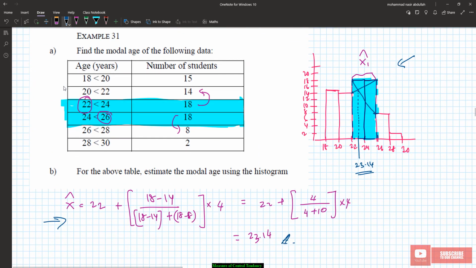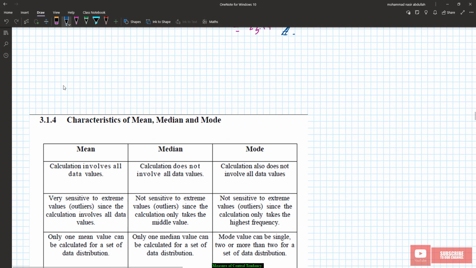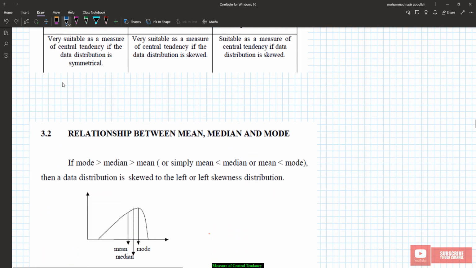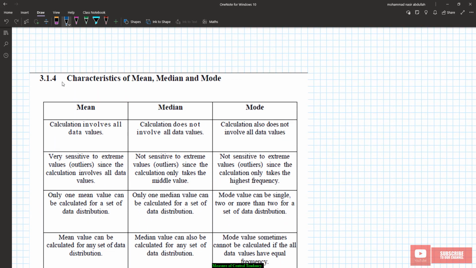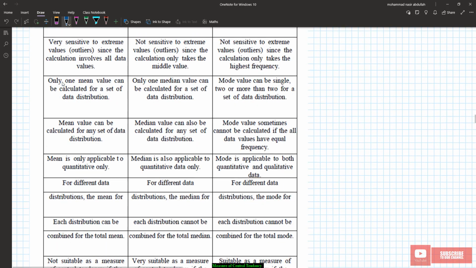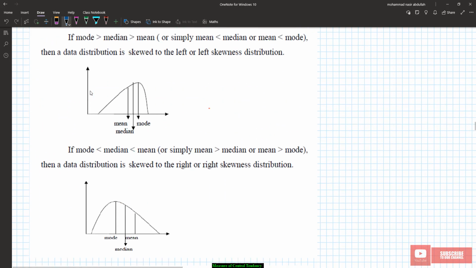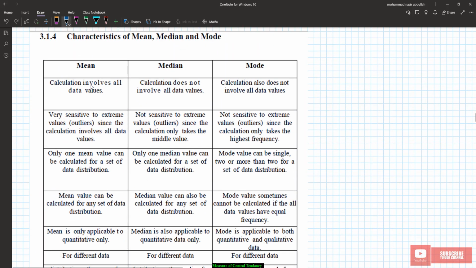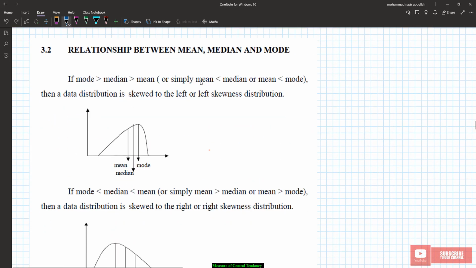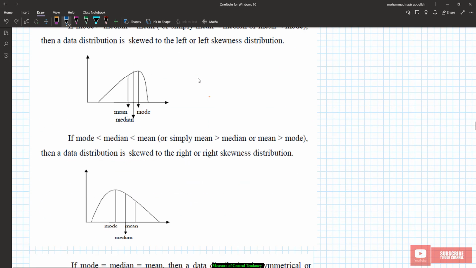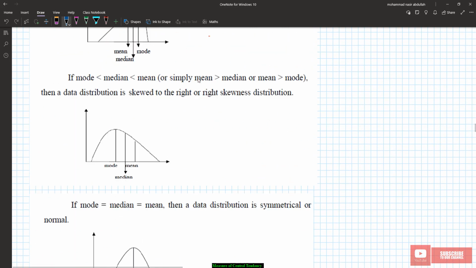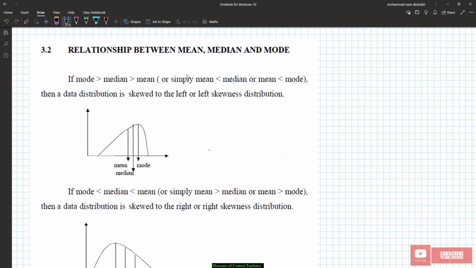Alright. So now let's look at the characteristics of mean, mode, and median. You can read by yourself, so I can skip this one. Make sure you read all of this, the characteristics of mean, median, and mode. Now let's look at the relationship between mean, median, and mode. This is going to be our last part.